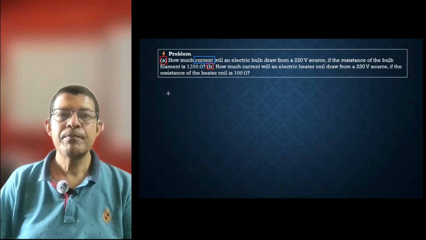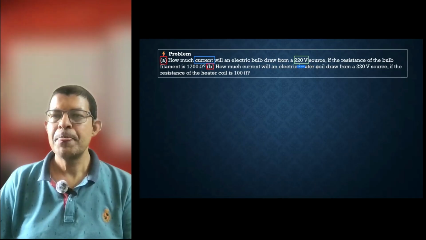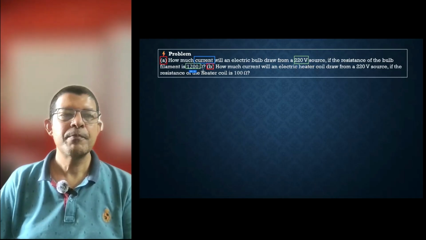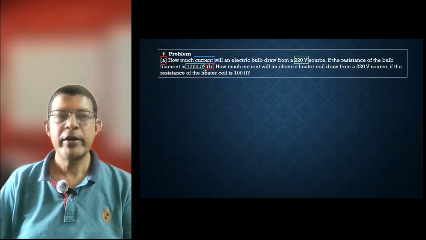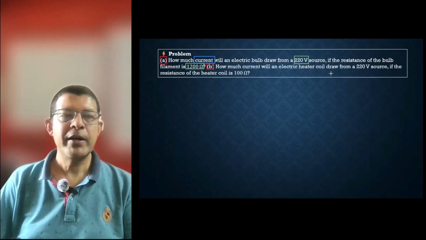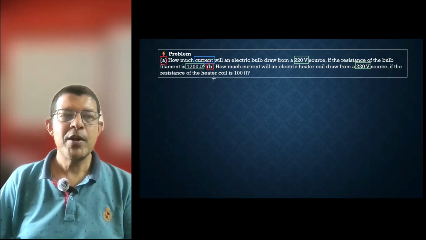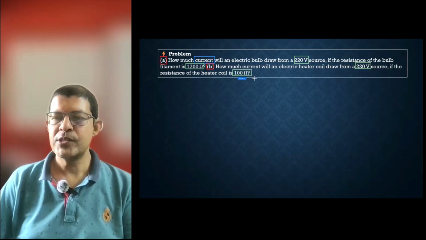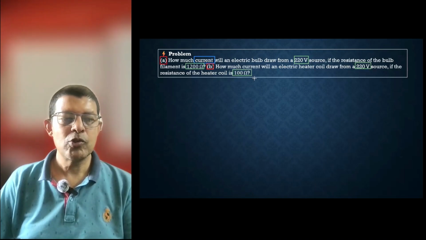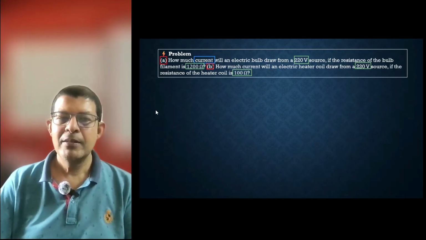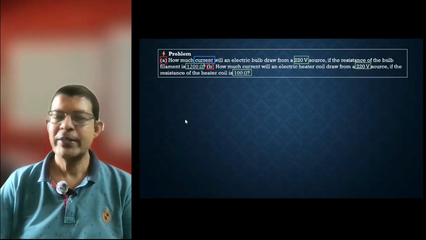And what is given? An electric bulb connected to a 220 volt source, and the resistance of the bulb is given as 1200 ohm. In the second part, the same voltage is taken, and the bulb is replaced by a heater coil with a different resistance. So how do you solve it? Can you solve it quickly? Take 5 seconds. 1, 2, 3, 4, 5.